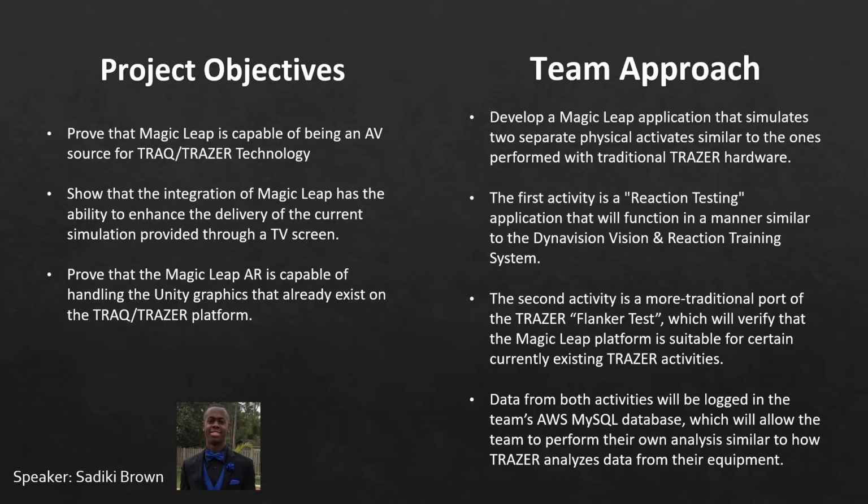To achieve this, the team has developed a Unity application that has been deployed on the Magic Leap 1 augmented reality headset. This application allows the user to run a virtual simulation encompassing two different activities. The first activity is a reaction testing activity that mimics the functionality of the Dynavision vision and reaction training system. The second activity is a more traditional port of TRAZER's flanker test. This will show that the Magic Leap platform is suitable for existing TRAZER activities. The data gathered from these two activities will be logged in the team's AWS MySQL database for us to perform our own analysis as TRAZER would with their equipment.